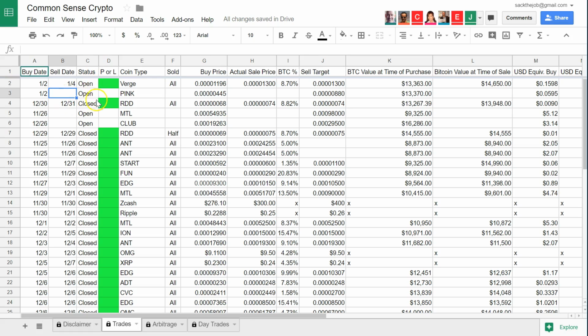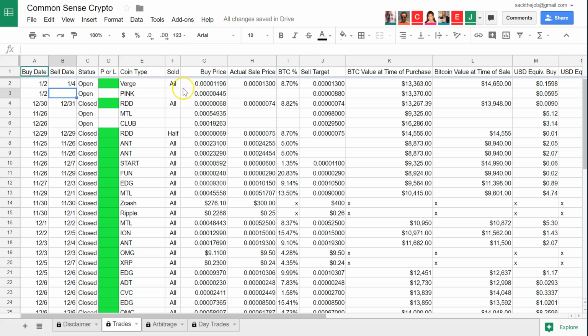The status of the trade is whether or not the trade is still open or closed. An open trade means I have not yet sold that coin, and a closed trade means that I've already sold that coin. In the P&L column, we're either going to have green or red. Green means that the coin turned a profit over Bitcoin. Red will mean that it turned a loss over Bitcoin. Coin type is just going to be the name of the coin that I'm trading.